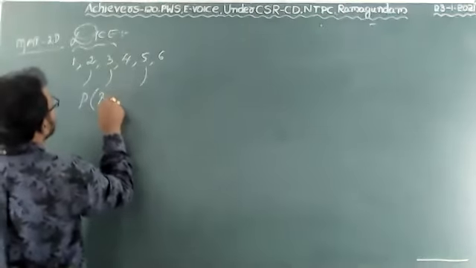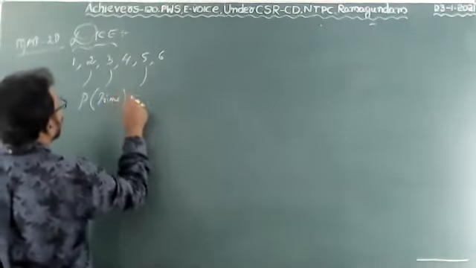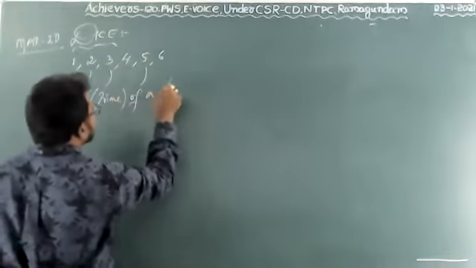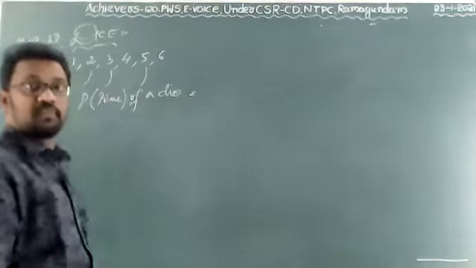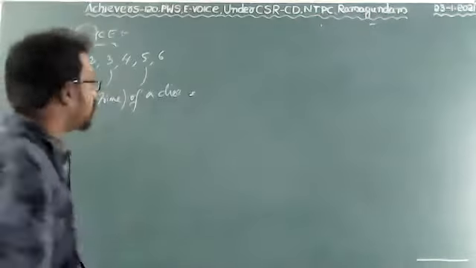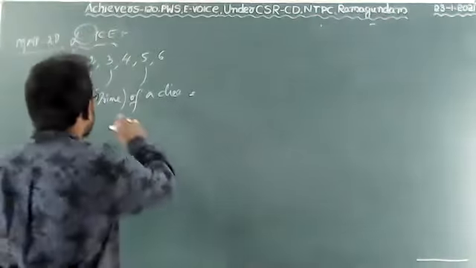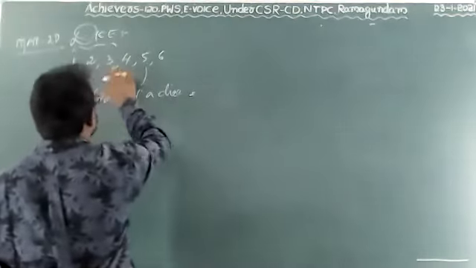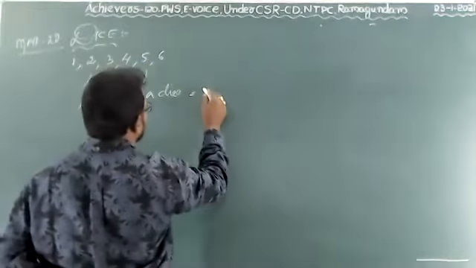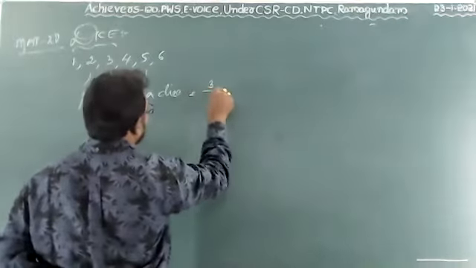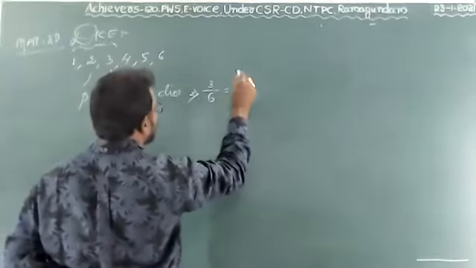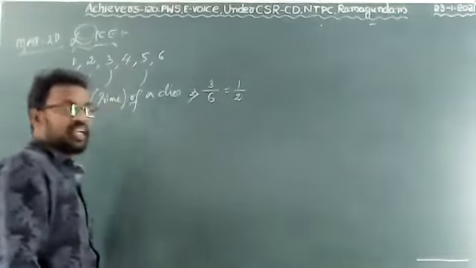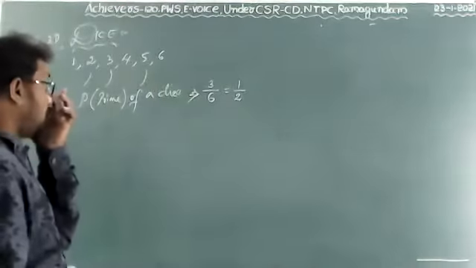Probability of getting a prime number on a die. One die. How many prime numbers? 2, 3, 5. That is 3. Total how many? 6. That is equal to 3 ones are 3, 2 threes are 6, that is 1 by 2.